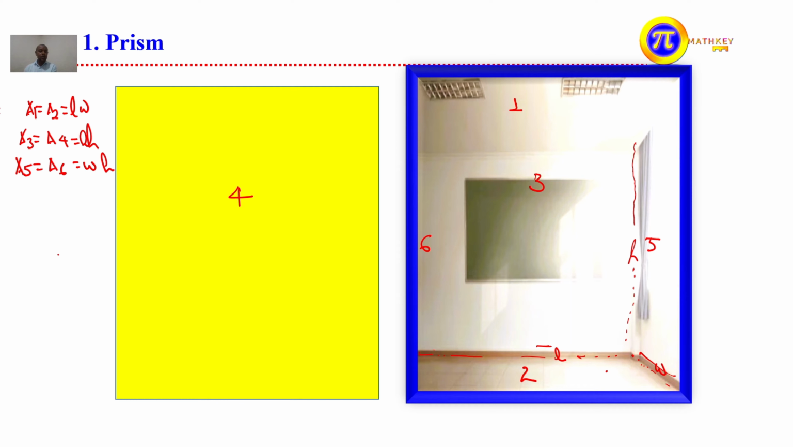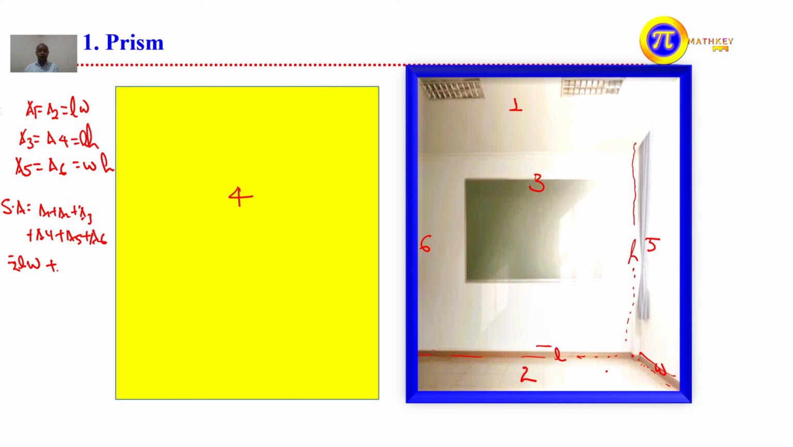So the total surface area for this one, let's say simply the surface area, is equal to area 1 plus area 2 plus area 3. You can say face 1, face 2, face 3, face 4, face 5, face 6. Plus A4 plus A5 plus A6. You know that A1 and A2 are the same. That means it becomes length times width twice.